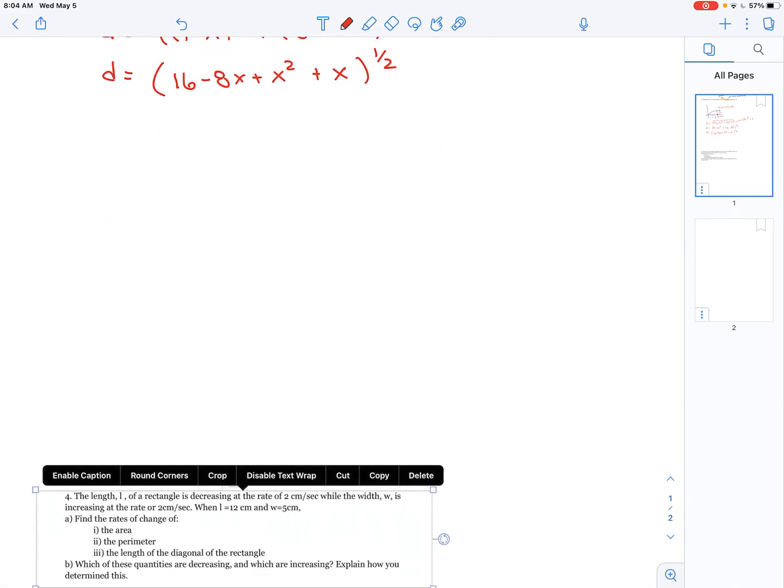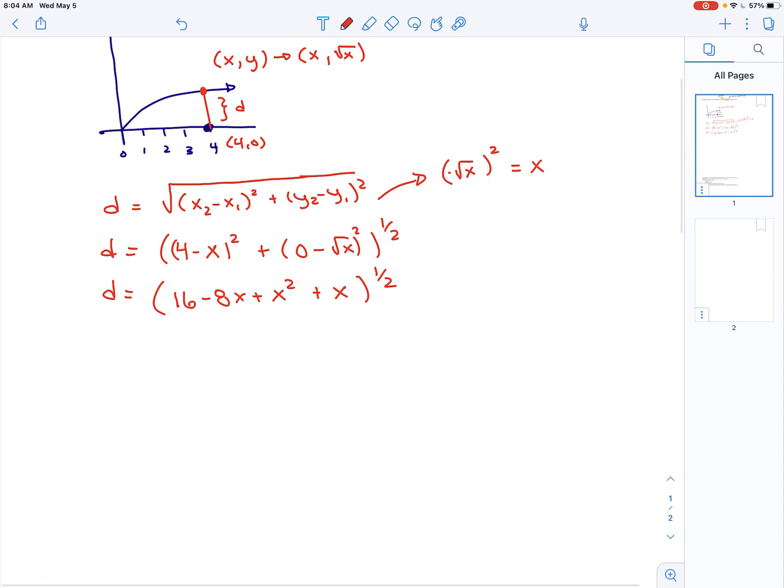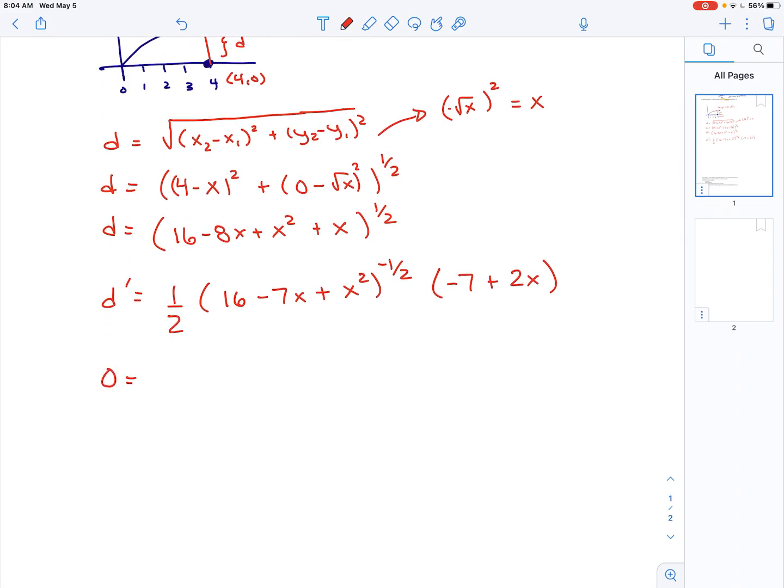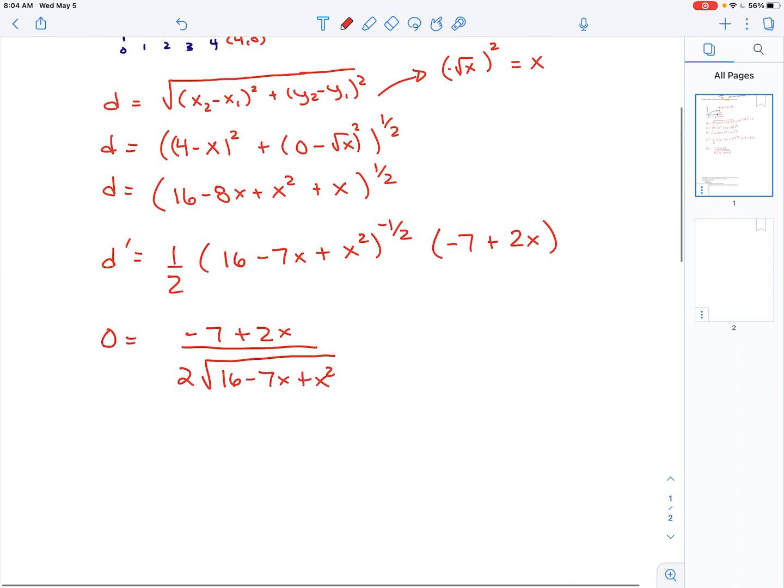Let's just move this question down. Now I'm ready to take the derivative. So the derivative is equal to 1/2 all of this, which is 16 minus 7x plus x squared to the minus 1/2, and then times the derivative of the inside, which is 0 minus 7 plus 2x, and I'm going to set this equal to 0. So I have minus 7 plus 2x on the top over 2 square root of 16 minus 7x plus x squared. And for this to equal 0, it's where the top will equal 0.